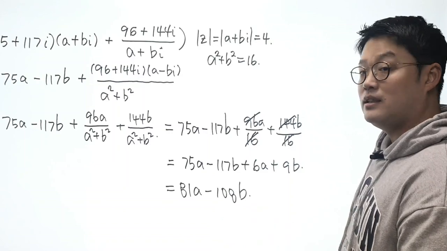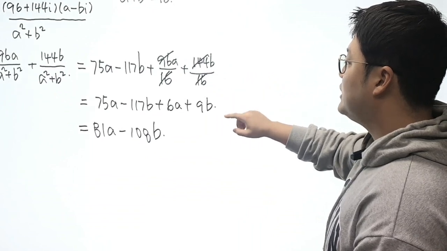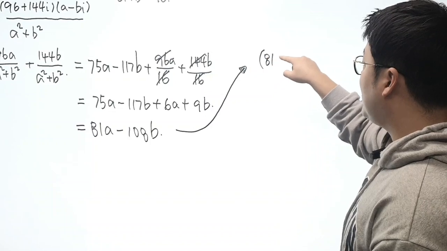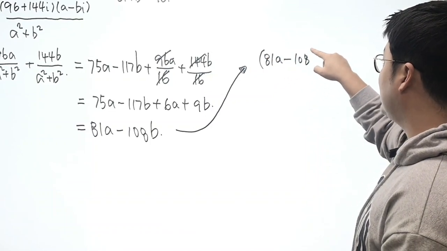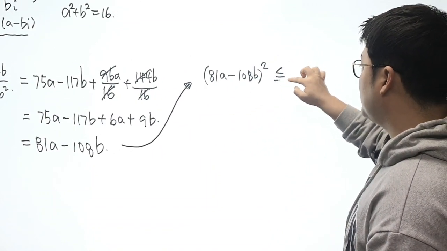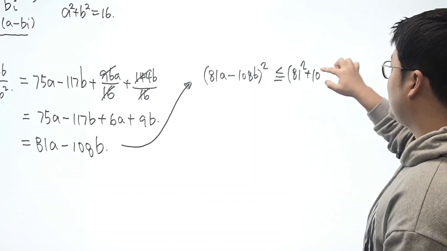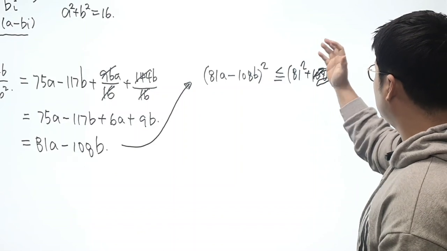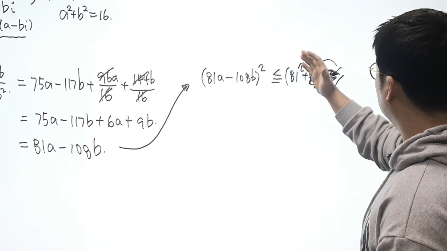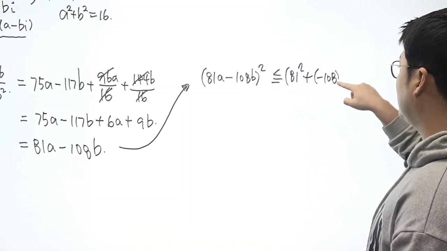And I need to maximize this. Right, so how do I maximize this? Well, in order to maximize this, we have that (81a minus 108b) squared is supposed to be smaller than or equal to (81 squared plus 108 squared, which is negative 108 squared) times (a squared plus b squared). Let me just write it. What? It never gets erased? Oh no. Oh, there we go. Plus negative 108 squared.